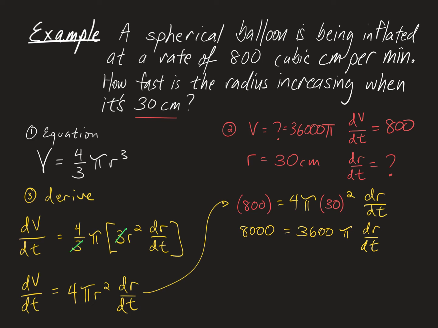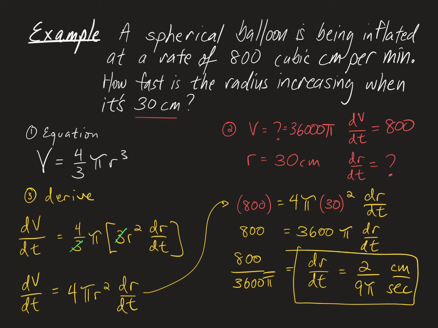And then if I want to solve for dr/dt, all I have to do is divide by 3,600 pi. So divide 800 by 3,600 pi equals dr/dt. Now, of course, this fraction can be simplified to 2 over 9 pi, and then the units, of course, here are in centimeters and in seconds. So here's how fast the radius is increasing.